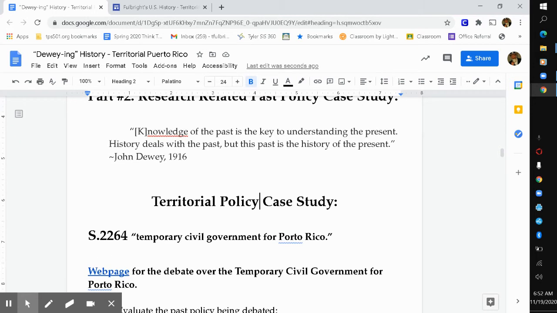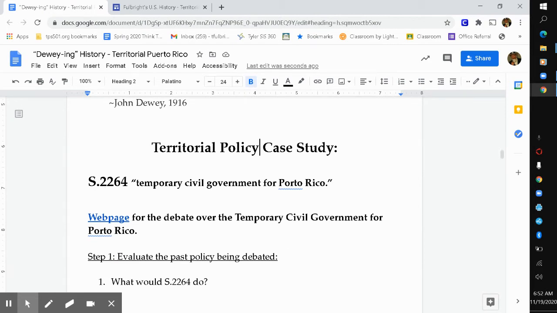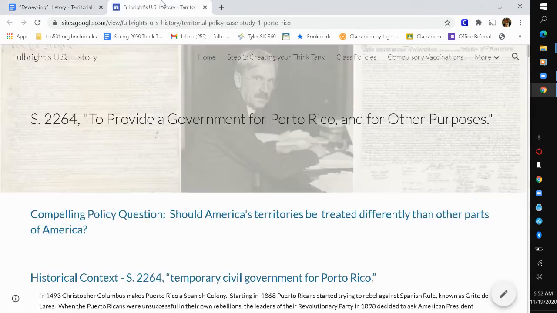Now it's time to start our territorial policy case study. We're going to learn about Senate Bill 2264, Temporary Civil Government for Puerto Rico. This is not a misspelling. When we took Puerto Rico from Spain, we decided that apparently we should Americanize the spelling of Puerto Rico. So in 1898, you're going to see it called Porto Rico because it's easier for us Americans to pronounce, apparently. So let's study this debate.